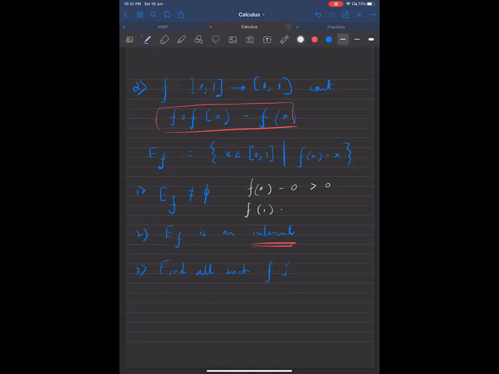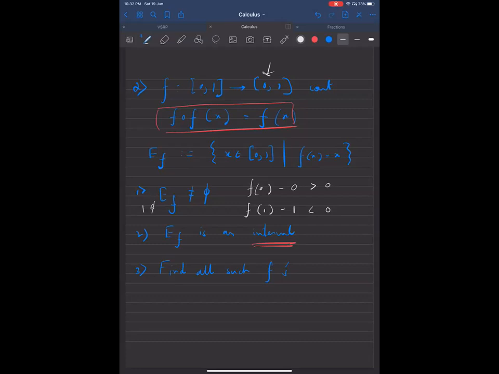Now, f of 1 minus 1 is strictly less than 0. If 1 is inside the set of fixed points, then it's non-empty. So assuming the set is empty, f of 1 should be inside 0, 1. f of 1 can't be 1. So f of 1 should be inside the open interval 0 to 1, so it should be less than 1. So f of 1 minus 1 should be less than 0.